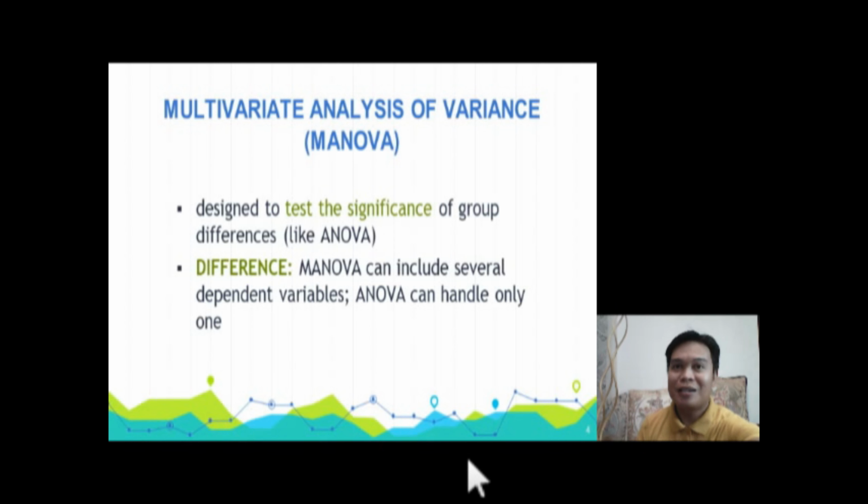In ANOVA, differences among various group means on a single response variable are being studied. And in MANOVA, the number of response variables is increased to two or more. And the hypothesis concerns a comparison of vectors of group means. So unlike the univariate situation in which there is only one statistical test available, which is the F ratio, the multivariate situation provides several alternative statistical tests.